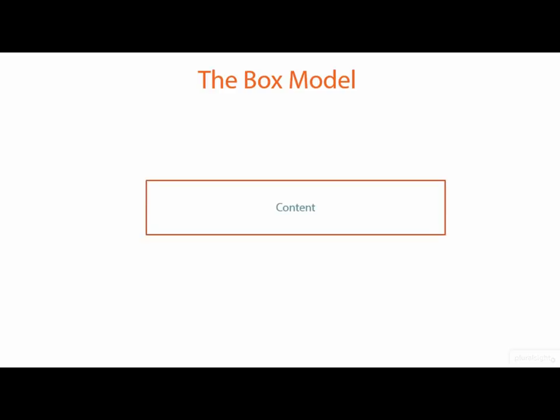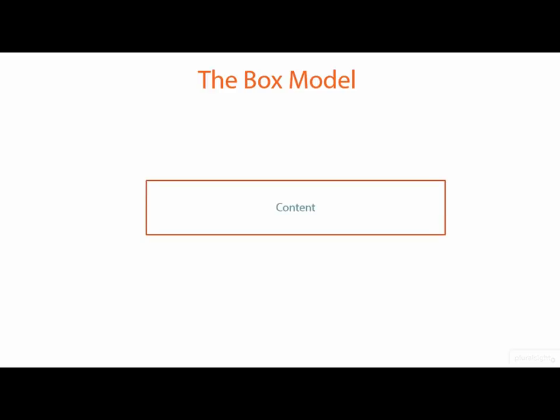When working with HTML and CSS, understanding how things are laid out on the page has to do with something called the box model. The box model is the rules for laying things out on a page and sizing them. The box model starts with whatever your content is.